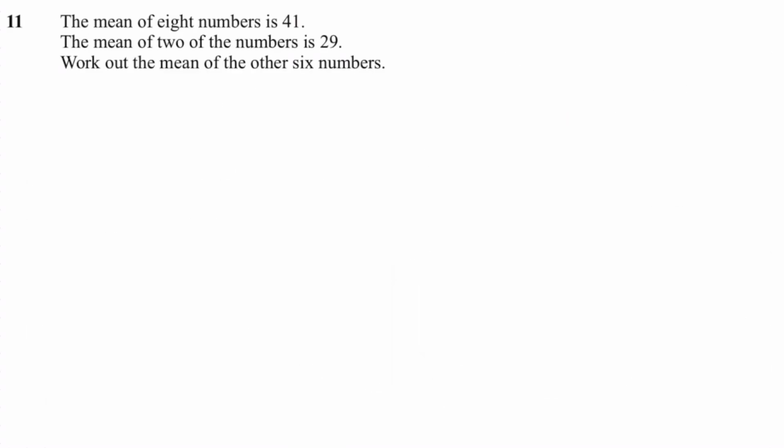Right, and here it is. Okay, so the mean of 8 numbers is 41. The mean of 2 of the numbers is 29. Work out the mean of the other 6 numbers. Now, this one is pretty difficult. So start by underlining the key information you have. This is what I would do with any question where it looks like it's a bit wordy and we just need to digest what it is asking us. So the mean of 8 numbers is 41, mean of 2 is 29. Work out the mean of the other 6 numbers.